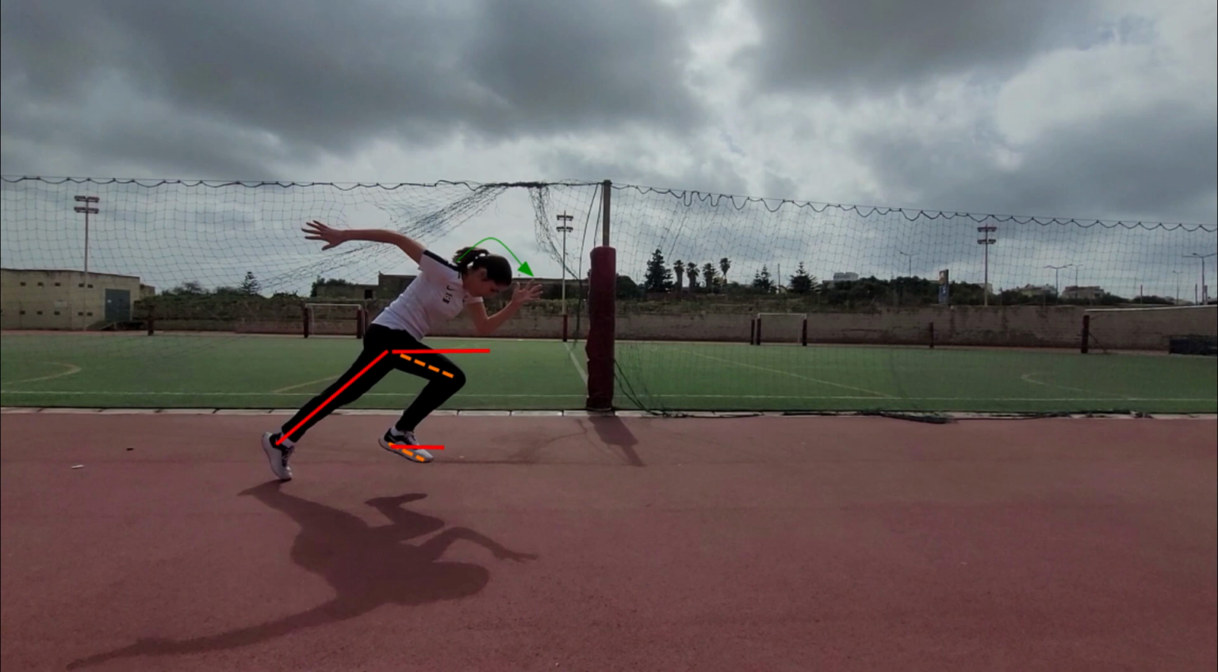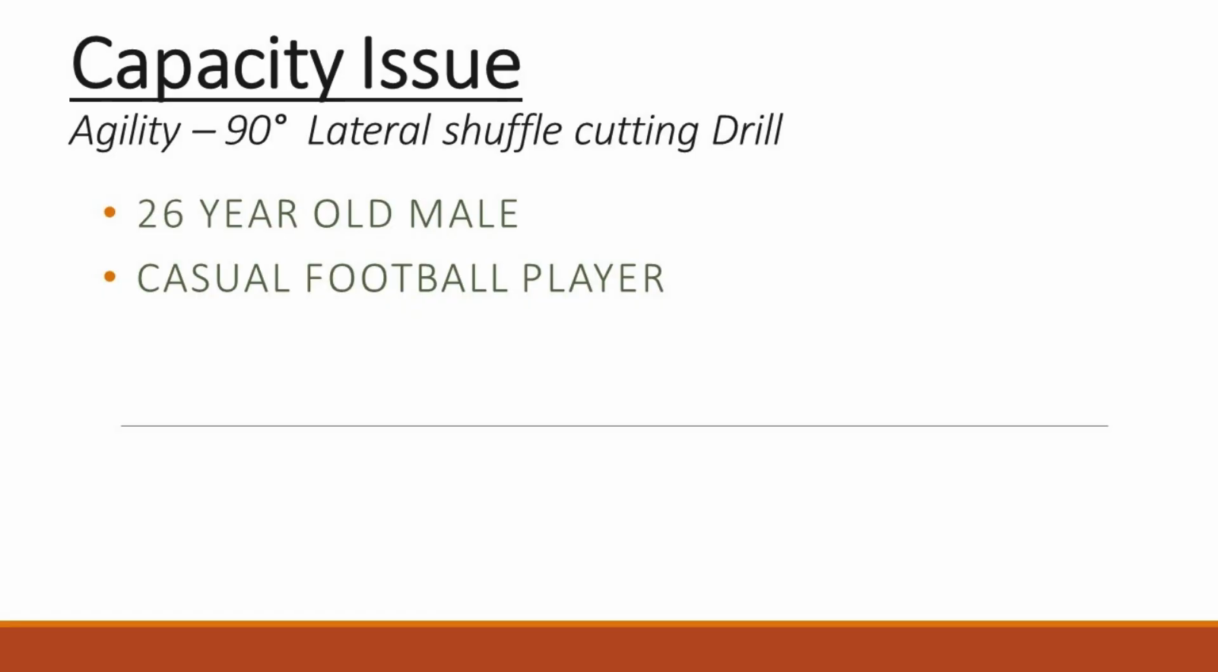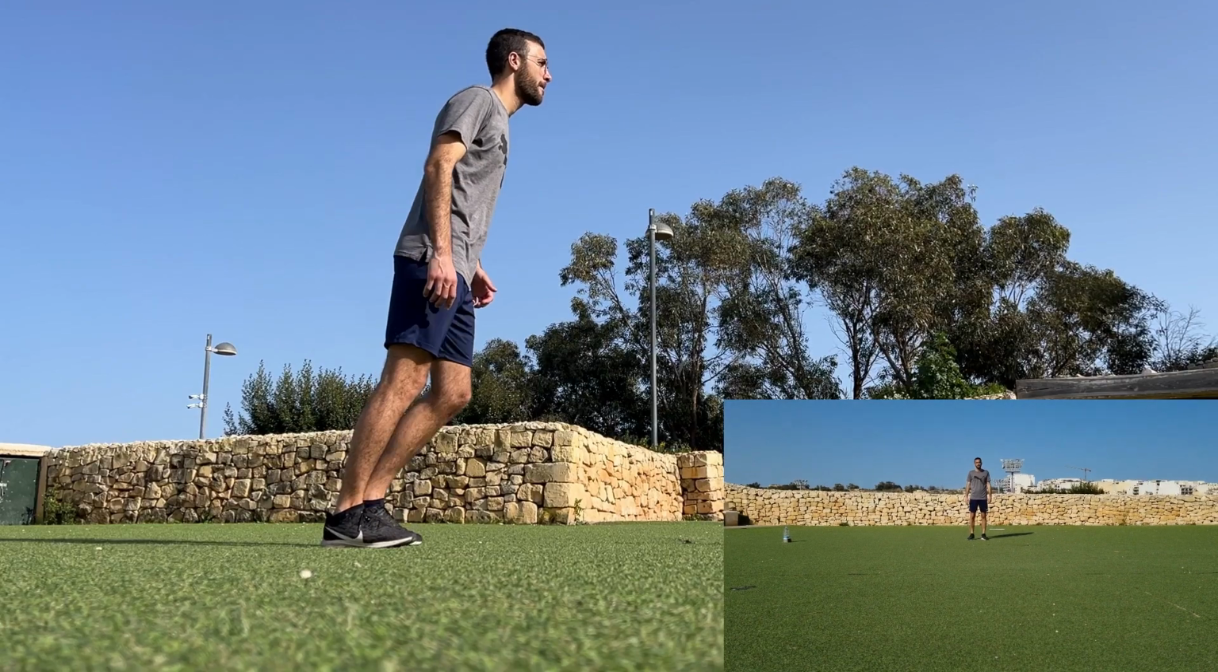Even though the athlete might have capacity limitations, I'd rather focus on coaching the athlete to improve the sprint ideology first, followed by improving the athlete's capacities. Schmitz et al. in 2014 concluded that lack of technique in sprinting can lead to increased energy expenditure and increased risk of injuries. The following athlete is a casual football player who is limited by capacity whilst performing a 90-degree lateral shuffle agility drill. The limited capacity is clearly shown with a lack of triple extension through the rear leg and a decreased knee drive in the leading leg.